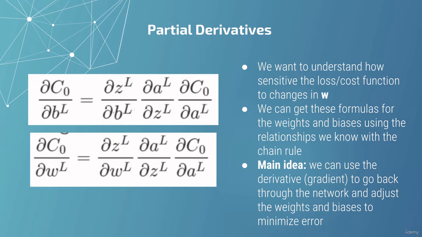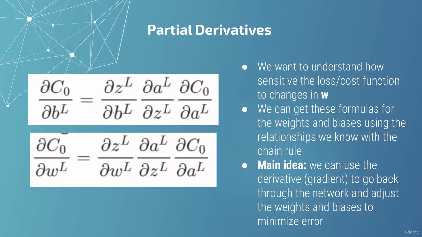The main idea is that we can use the derivative or the gradient to go back through the network and adjust the weights and biases to minimize error. Remember, from our gradient descent video, we explained how we decrease the slope gradually until we get it to 0. The derivative is just the slope. You can think of it like that. And we use this slope or gradient to go back through our neural network and adjust weights and biases to make the error value as small as possible.